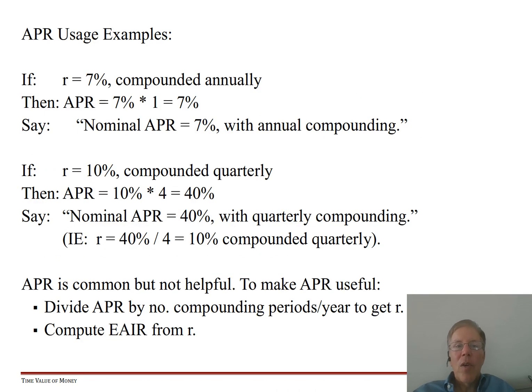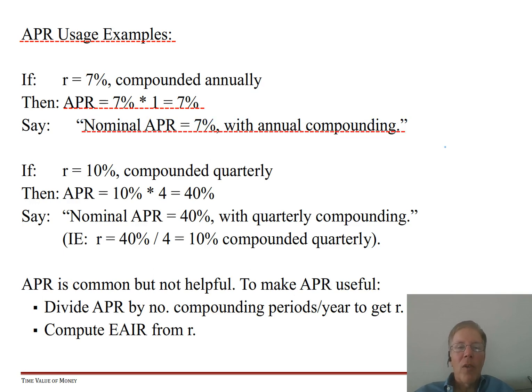Okay, so here are some examples of how and why we might need or want to use APR. If we have 7% compounded annually, then the APR of this deal is 7% times the number of compounding periods per year, or 7%. So we would say the nominal annual percentage rate of this project is 7% with annual compounding.